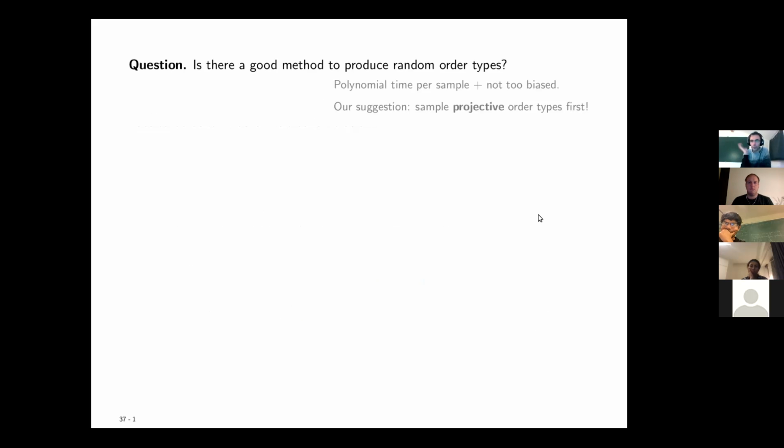So another natural question is, is there any good way to produce random order types? What do I mean by good? I would like to spend a time that is polynomial in n for each sample, so polynomial time delay. And I would like the bias to be reasonable. Say no order type shows up more than polynomially many times more than another one.